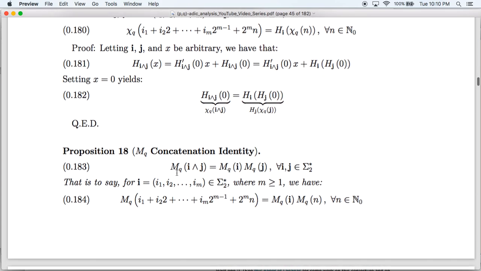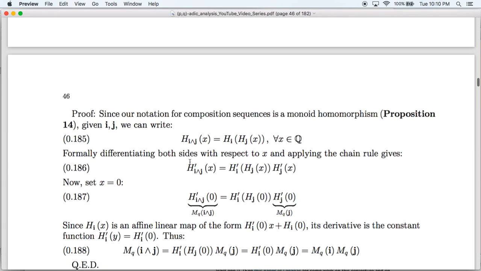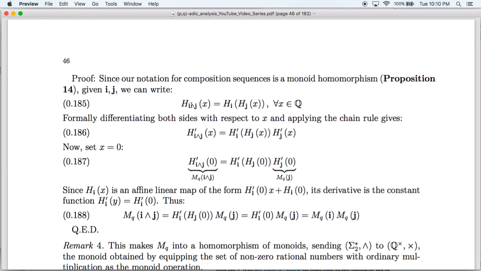The proof for m_q's concatenation identity is similar. Here, notice that m_q is a monoid homomorphism, again, but it's a different monoid. Instead of turning concatenation into composition, m_q turns concatenation into multiplication. And the proof is exactly the same. We just write out everything from the definitions.